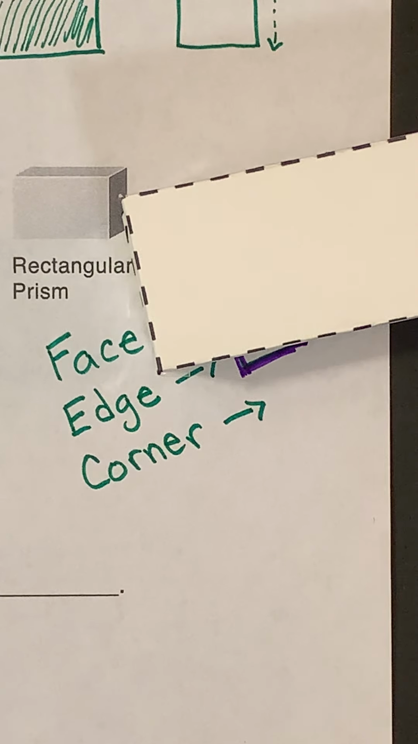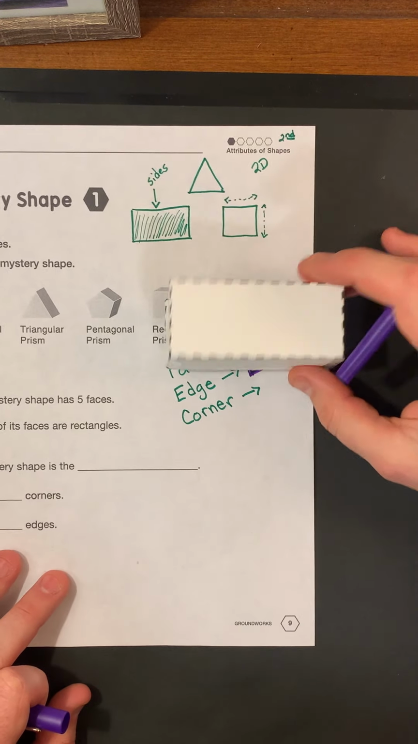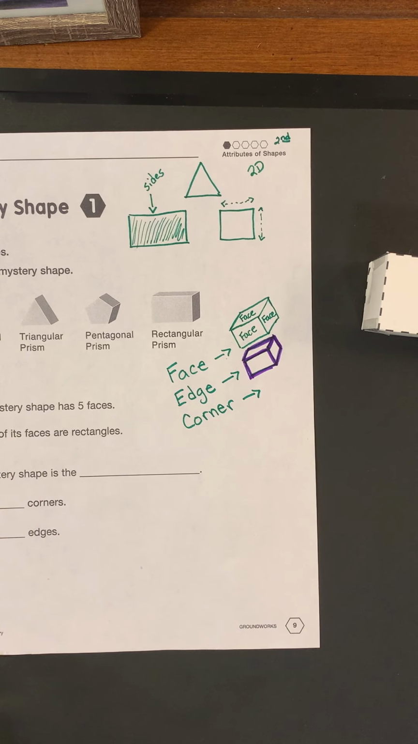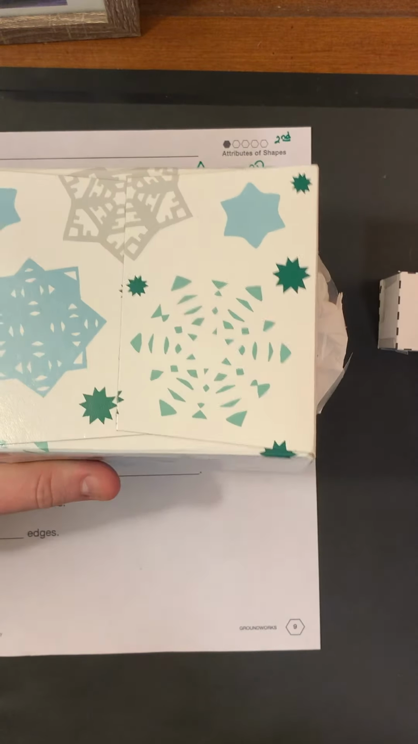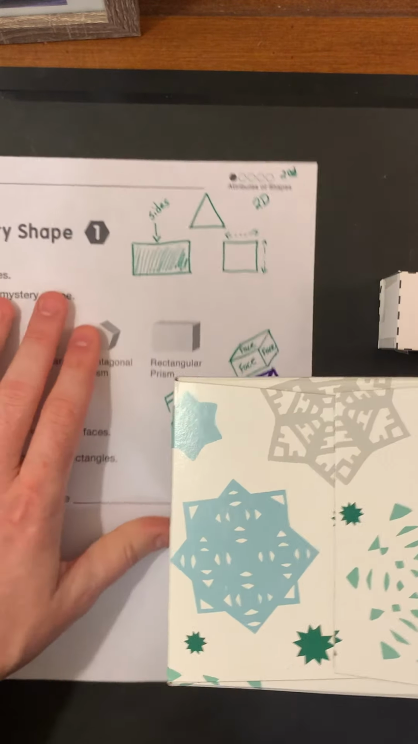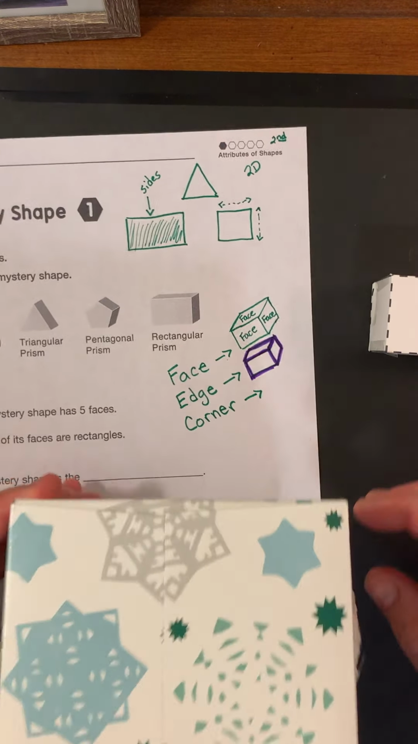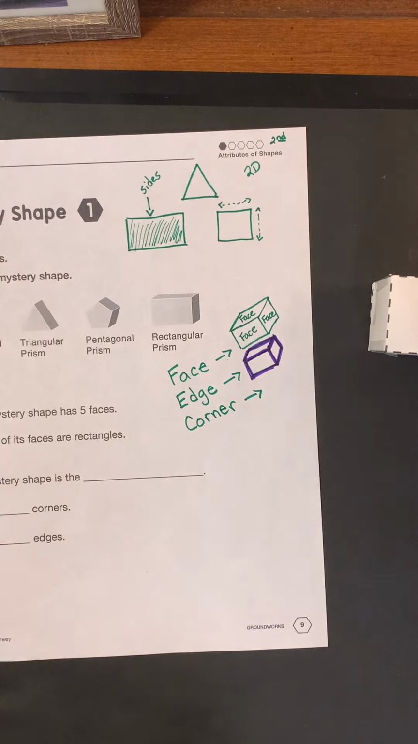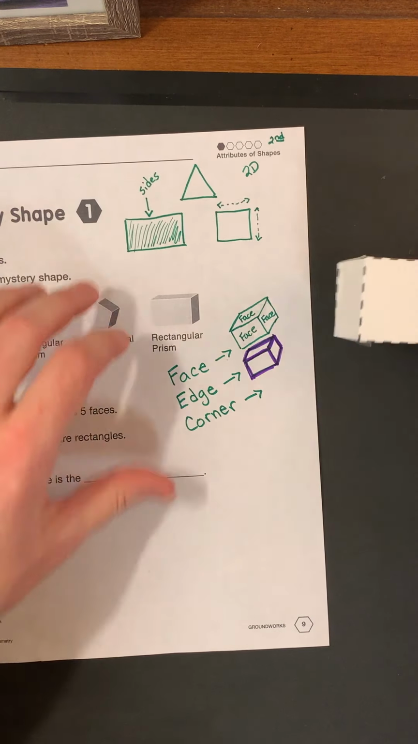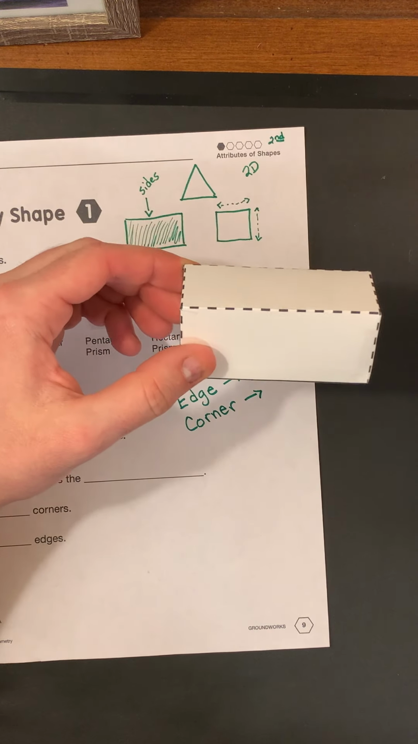Now you can see that I've made one out of paper, but if you are at home, which I think all of us are, you can even look at a tissue box. There are so many different three-dimensional shapes around the house. That'll really help, especially when we look at edges and corners and faces, because we can't see the other side.